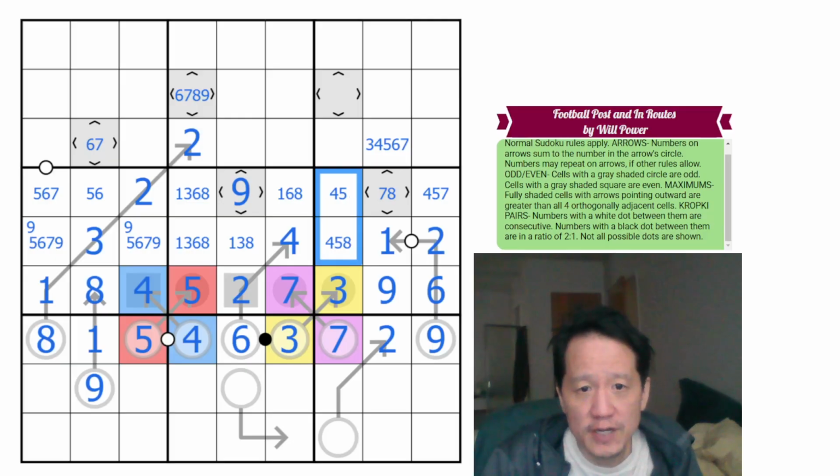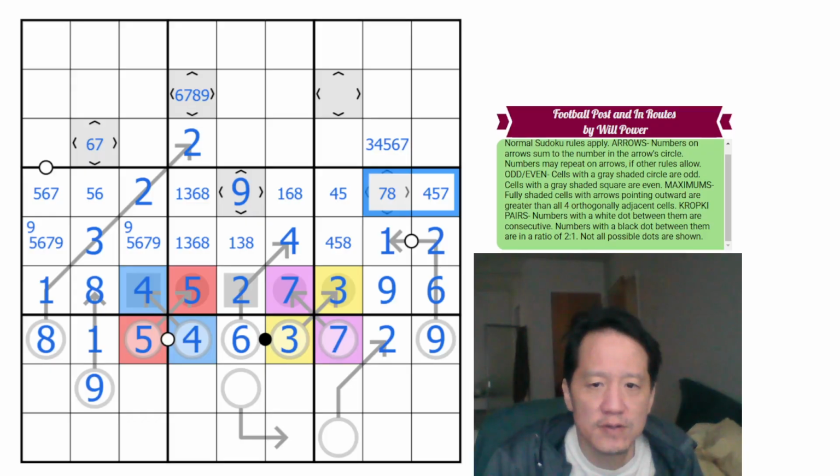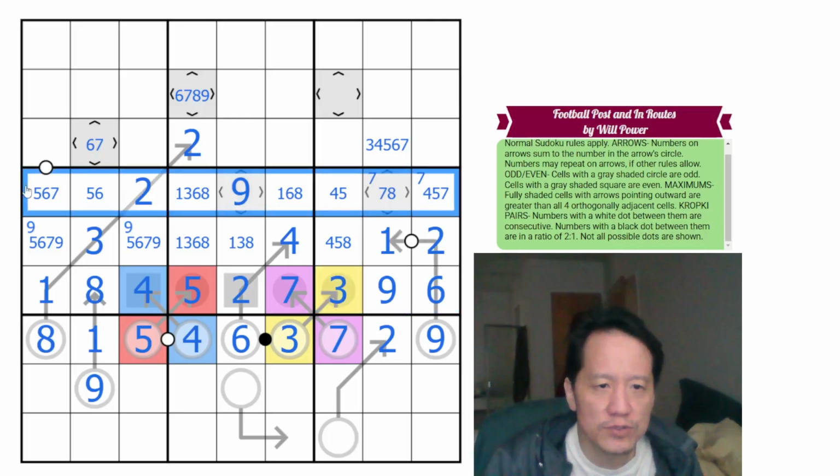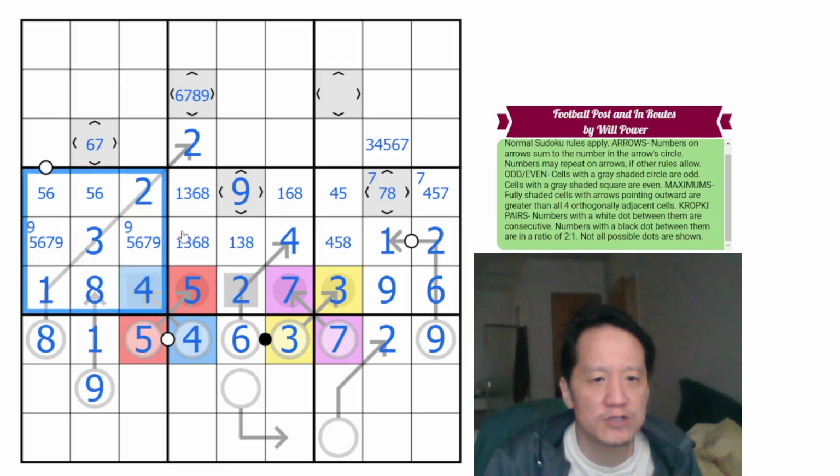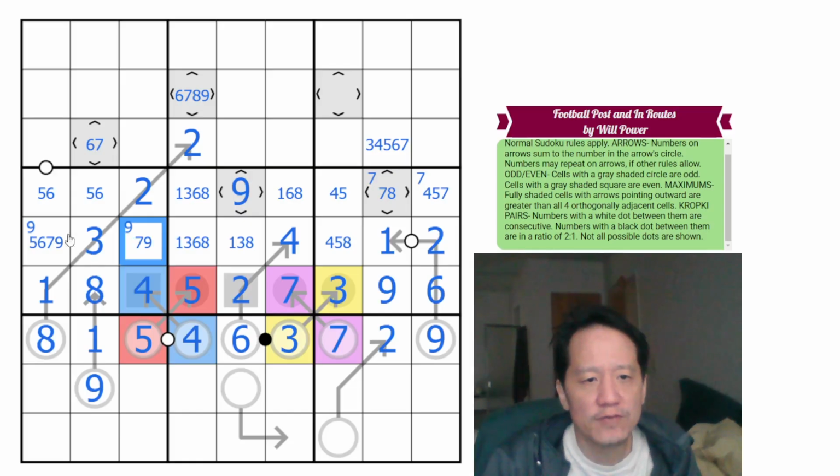These can't be 7. So one of these two has to be a 7 in the box, which eliminates 7 from the rest of the row. So this can't be 7. We now have a 5, 6, 5, 6 pair in this box, which eliminates 5 and 6 from the rest of the box. So this can't be 5 or 6. This can't be 5 or 6. This can't be 3 because of the 3 here.